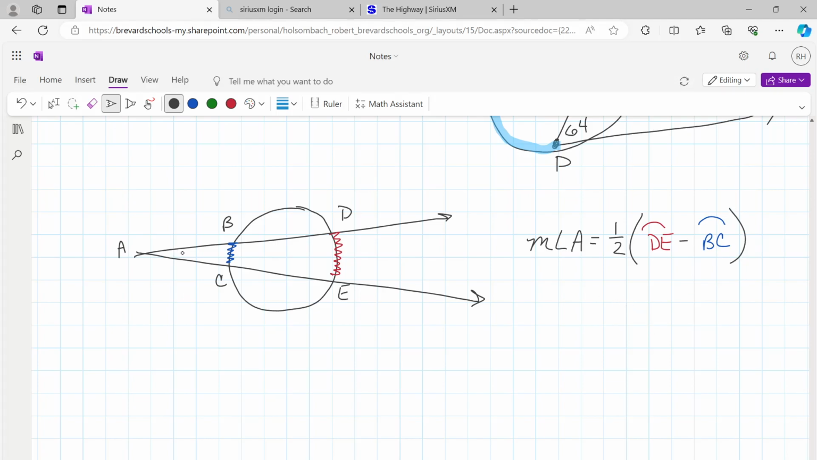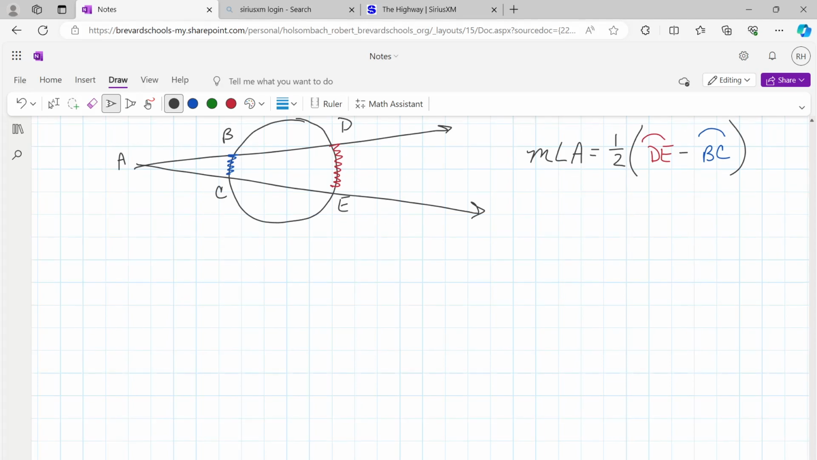The measure of the angle is equal to 1/2 times big arc minus little arc. The second situation that you're going to see, another circle. Now we've got a secant and a tangent. Not two secants. We got a secant and we got a tangent. They intersect outside the circle.